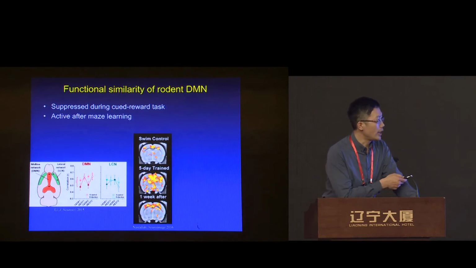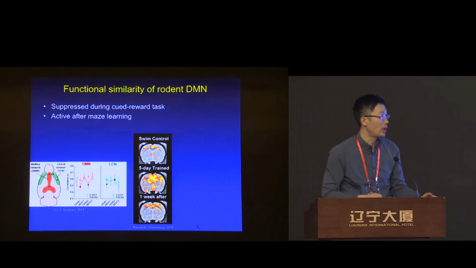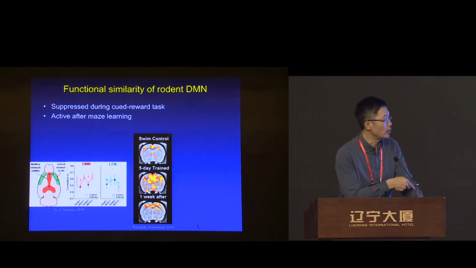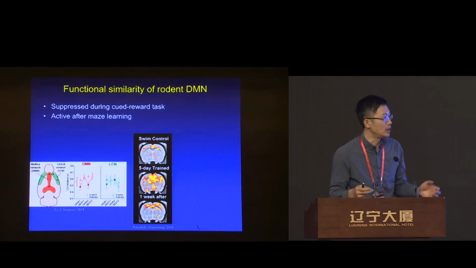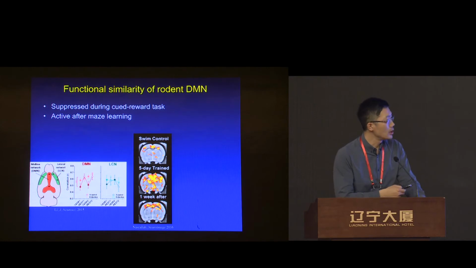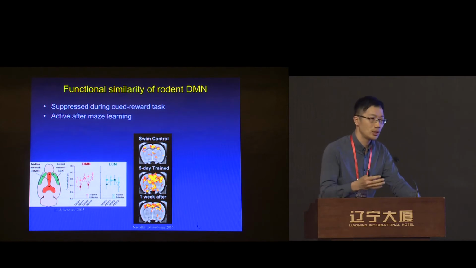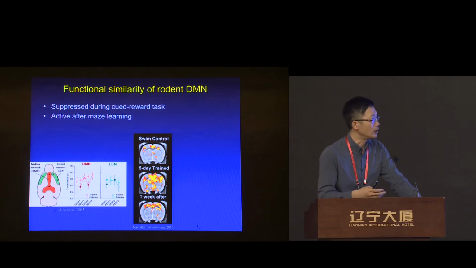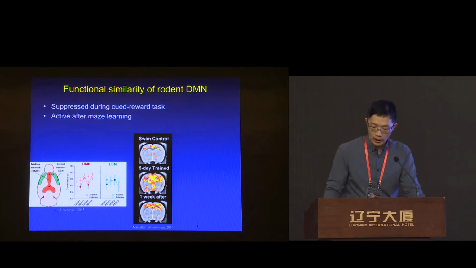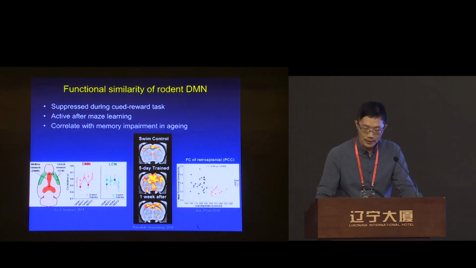Recently, we also showed that after the animal is trained on the water maze task, which is a spatial memory task, the default neural network activity or connectivity is enhanced and is diminished after a week. So it seems to be consistent with the idea that the default neural network is involved in memory consolidation.